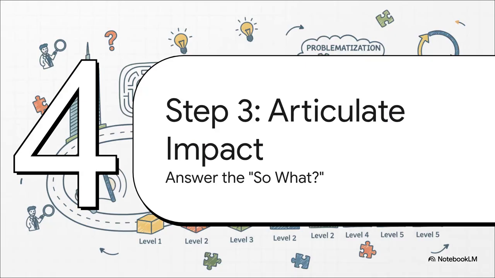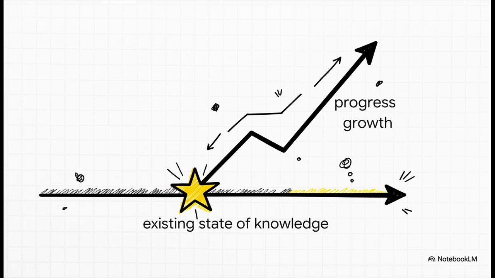All right, you've done it. You've found your gap, you've made your contribution, but you're not done yet. The final step is to make sure everyone understands why it matters. Step 3 is all about articulating your impact. And look, this is more than just a summary of what you did. This is your chance to show how your work has literally pushed the entire conversation in your field forward. You have to explain how things are different and better because of what you found.